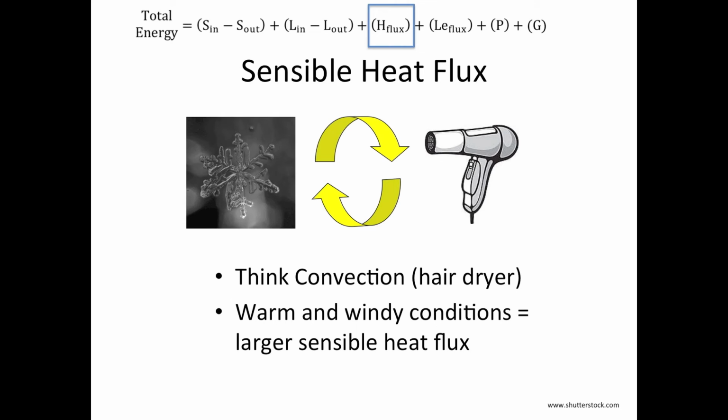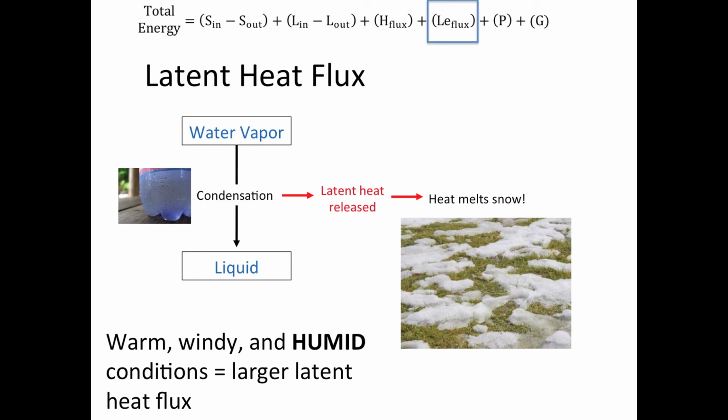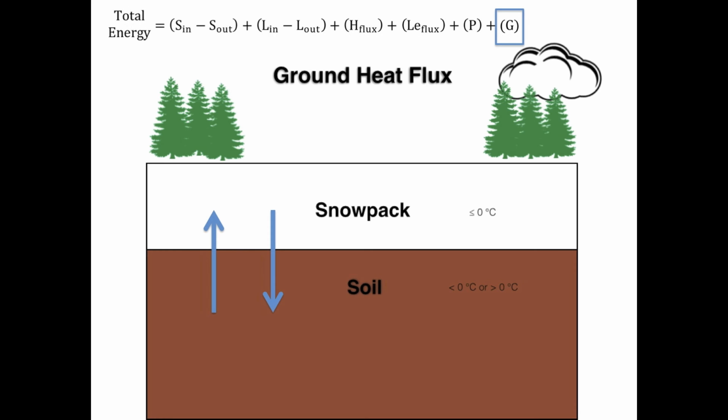Sensible heat flux is especially important during warm and windy conditions, as energy is being transferred from the warm air to the cool snowpack. Latent heat flux is especially important during warm, windy, and humid conditions because the water vapor from the humid air will condense as it moves over the cold snowpack and releases latent heat, which melts the snow. And finally, you have the ground heat flux, which is the transfer of energy from the ground to the snowpack, and this term is usually much smaller than the other components of the energy balance.